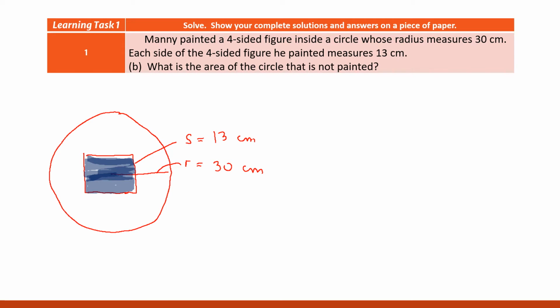At dahil meron tayong involved na circle, tapos ay square, dahil mas malaki yung circle, unahin muna natin yung area of a circle. So let us solve the area of a circle. Ano ba ang area of a circle? Ay di sabi natin, ang formula natin ay pi r squared. Okay? Ang sabi, ang pi is equivalent to 3.14. So, ito na lang ang gamitin natin.